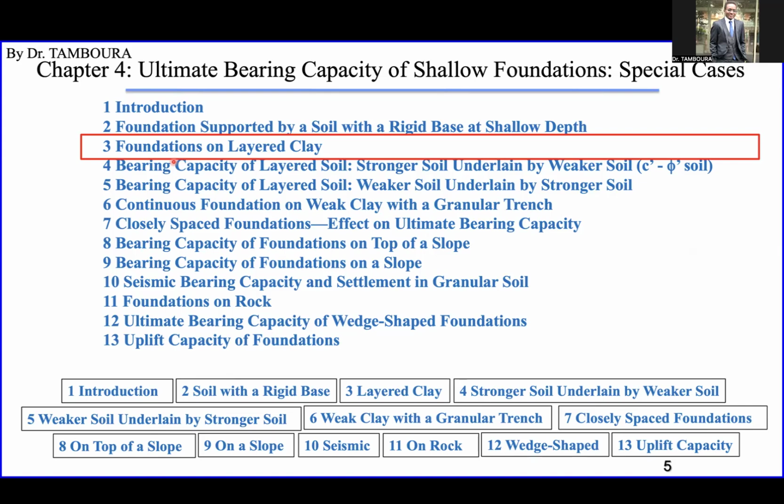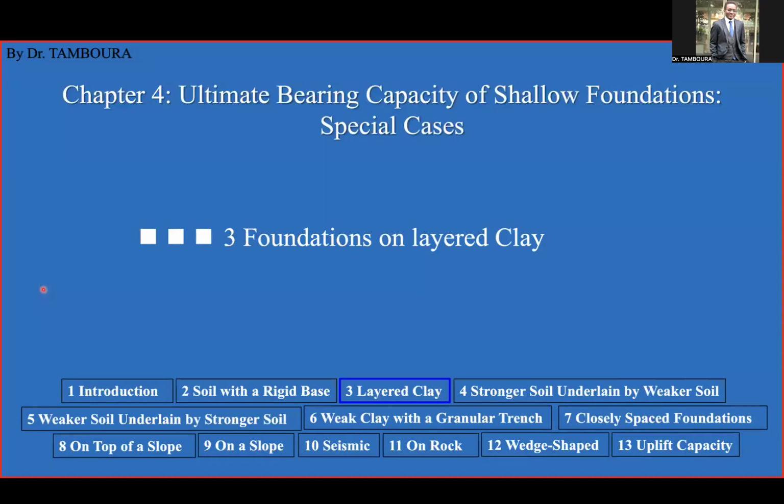In that case, we have some equations that help us take into account the effect of the bottom layer on the bearing capacity. So this is what we are going to talk about today: foundation engineering, foundation on layered clay.